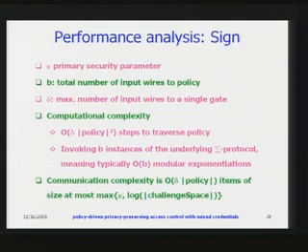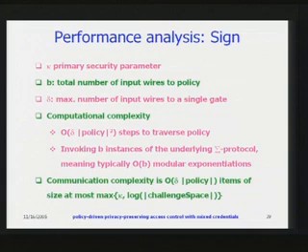Here is the performance for the signing algorithm. It's not that bad, but overall the size of the signature is proportional to the size of the policy, right, or the circuit. Particularly the very time-consuming modular exponentiations are just proportional to the number of input wires to the leaf gates. So that's still okay.